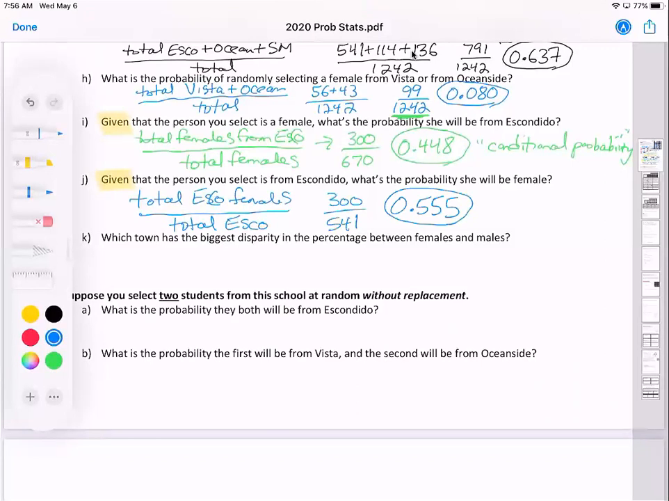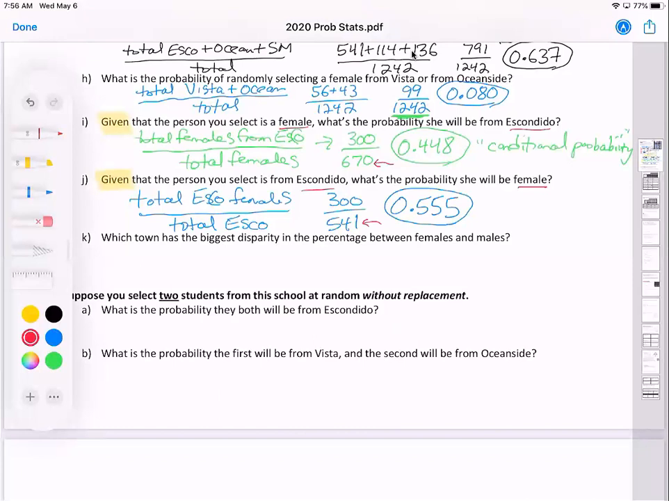Notice these answers are different. Even though they sound really similar, female Escondido and Escondido female, notice in the end our denominators have switched. Our numerator is the exact same, 300, but our denominators are different because we have a different condition, whether the condition's female, like an I, or the condition's Escondido, like in J. So those are conditional probabilities.